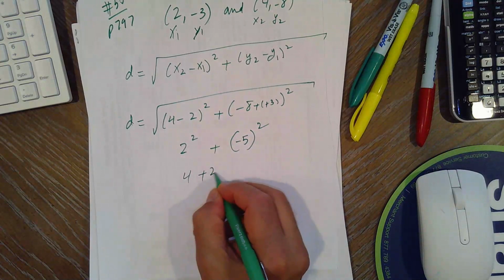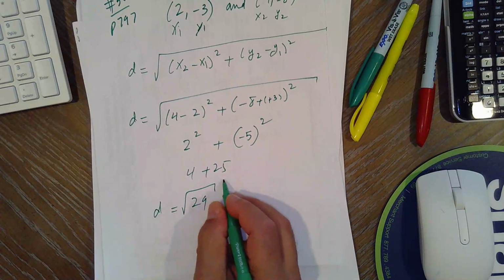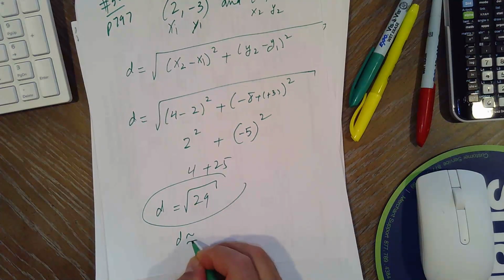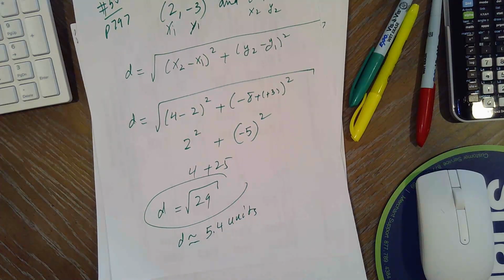So 4 plus 25. Now you can leave the answer in exact form, or you can just put it in your calculator. Watch for the question, what it says. Do they want to round off to 1 decimal place, 2 decimal places, or do they want the exact answer? Make sure you answer that question. Now I want to show you an application on the distance formula before we go to the midpoint formula.